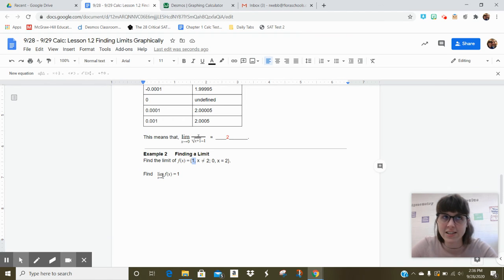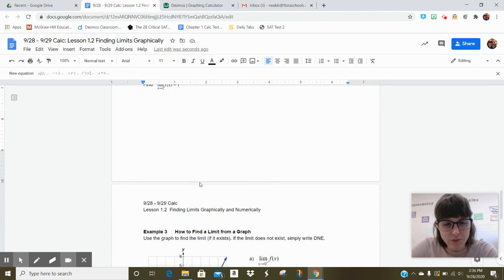And limits are just asking you what happens as you approach that value, not necessarily what happens exactly at that value. Because a lot of times functions are undefined at that exact value, which is why we're finding limits in the first place. Okay? So that was example 2.